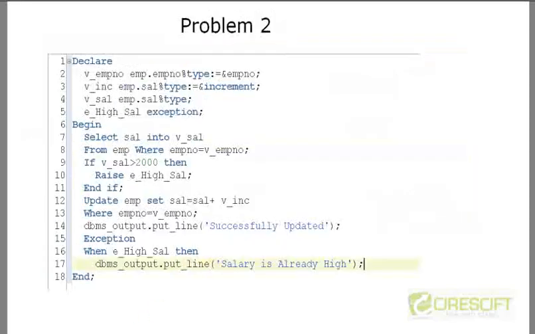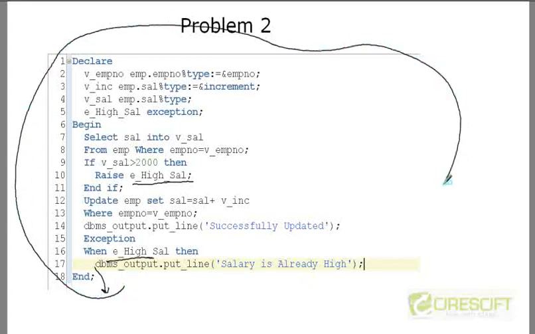Then we have another problem. Let's take a look at this piece of code. In this piece of code, we are raising a user defined exception called e_high_sal. If you are raising an exception, then in line number 16 we are handling that exception, and printing to the output that the salary is already high. So let's assume this program unit is called by another user, or somebody is running this.